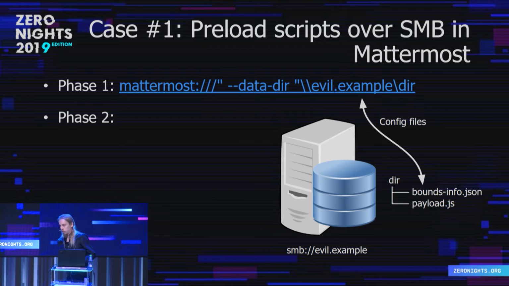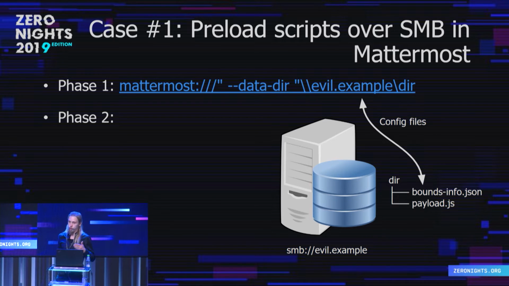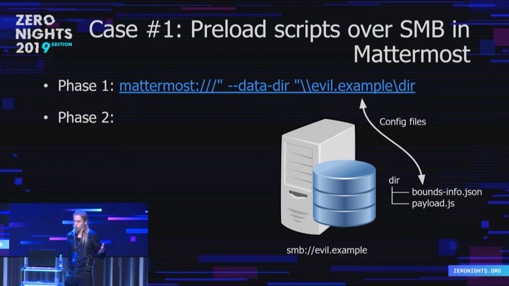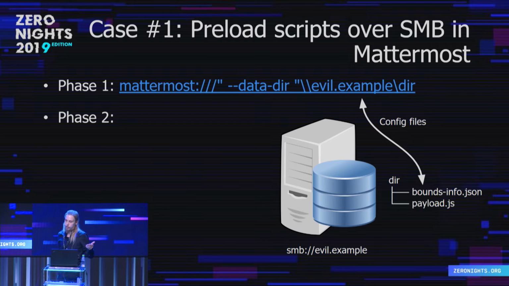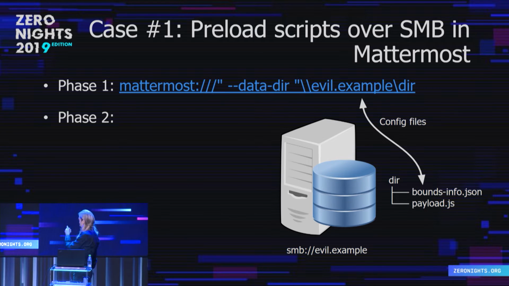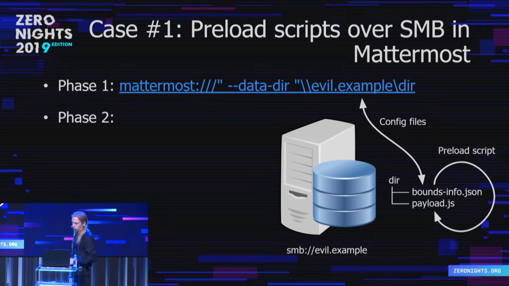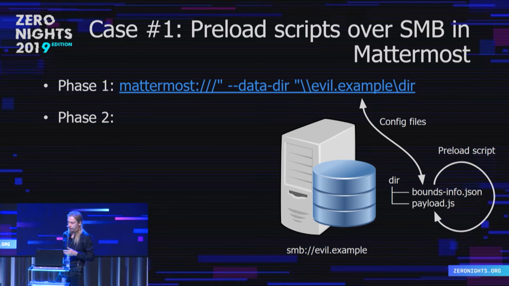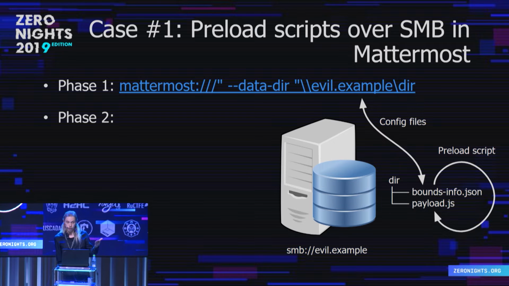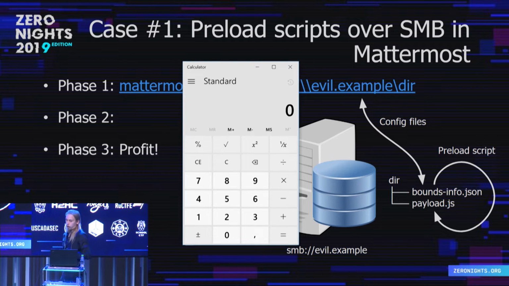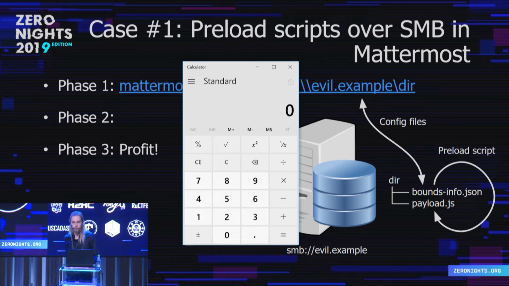the application starts up and starts loading configuration files and writing configuration files. But those aren't local, those are actually on the network, on someone else's SMB share. And the bounce info JSON file is loaded. The bounce info file refers to a preload script named payload.js, and that's automatically executed, which means, you just got owned.